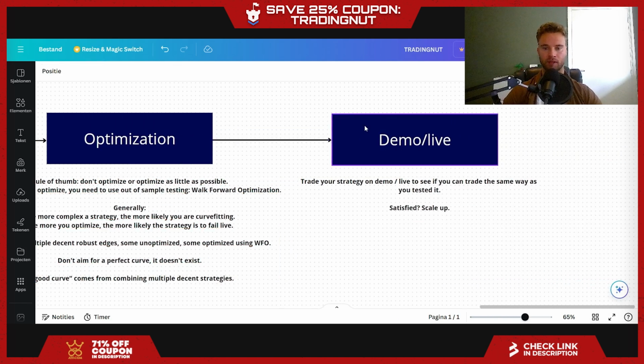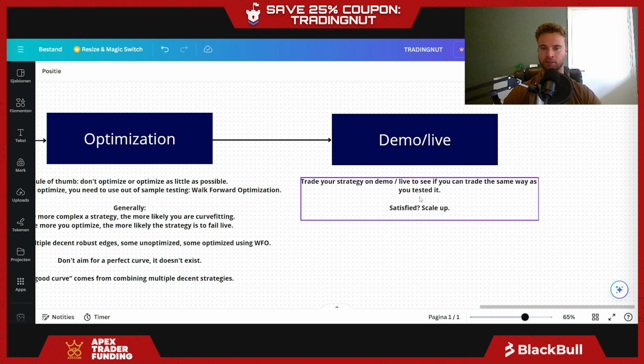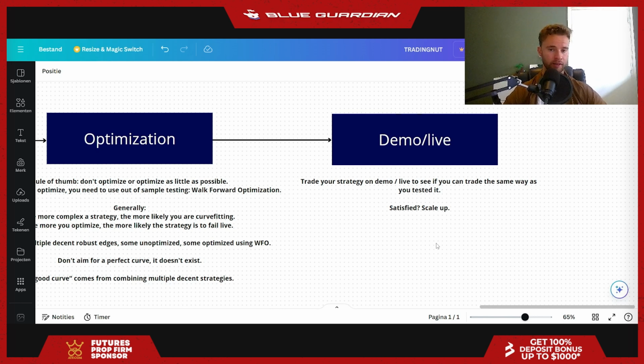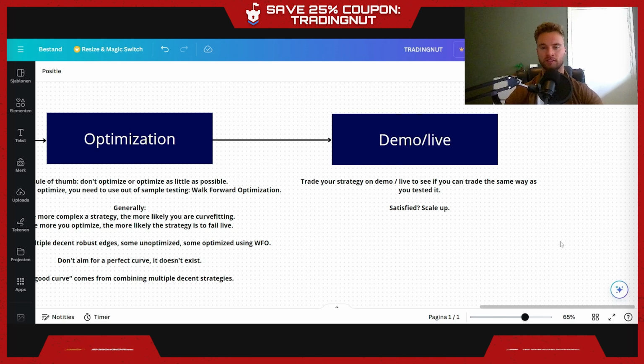And then, demo and live trading. Trade your strategy on a demo, live, small live account. See if you can trade the same way as you tested it. So we have done all the testing. We have the idea. We know it works. We've done the optimization, possibly not. And we're at this stage. And now you want to see if you can replicate the results from your backtest and replicate the trades that should be taken in a live market environment. And if then you can trade without mistakes and you're satisfied with the results, then scale up, maybe get funded or whatever you want to do. But that's the step-by-step plan.